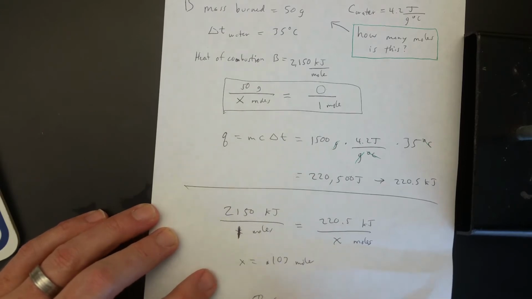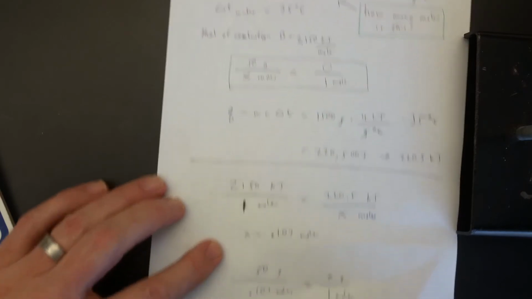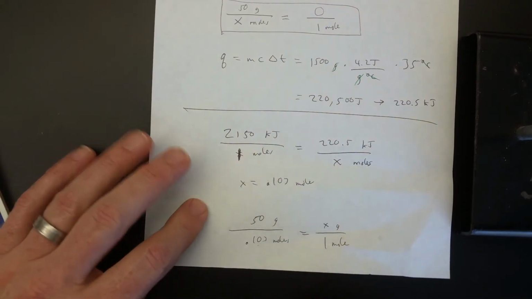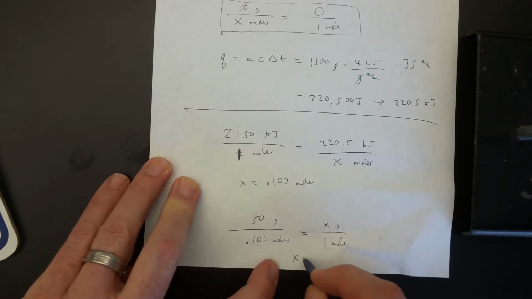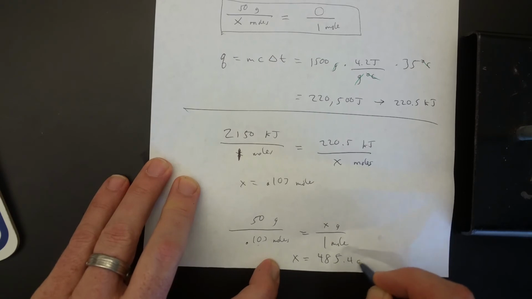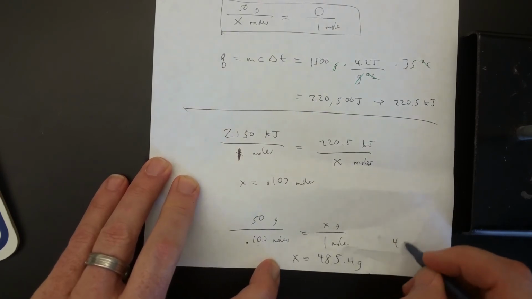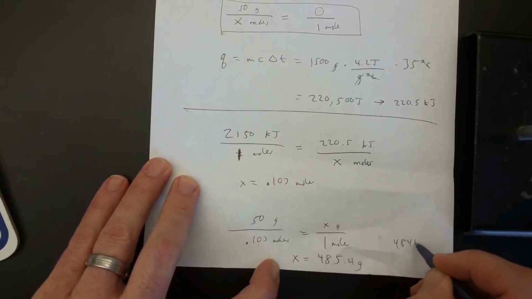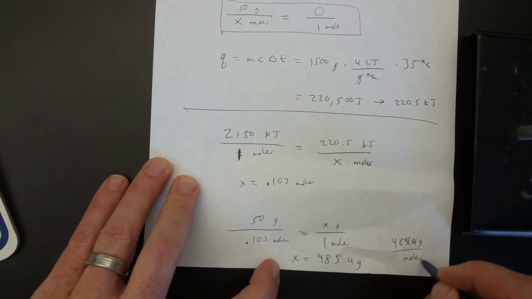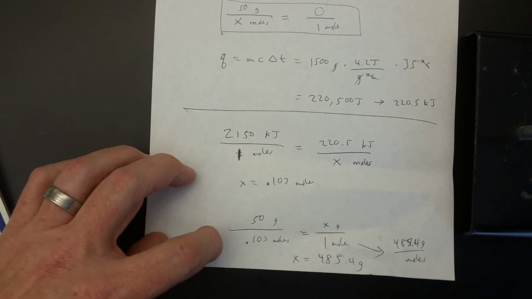Now we know that this X is equal to 0.103, so we can say 50 grams is to 0.103 moles as X grams is to 1 mole. Cross multiply and divide, we end up with X is 485.4 grams. The molar mass is 485.4 grams per 1 mole. Hope that helps.